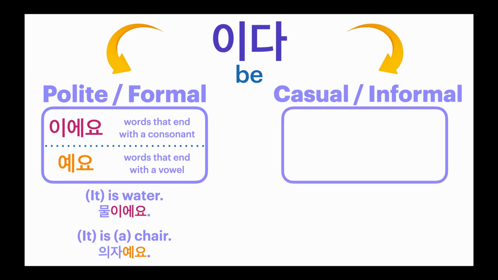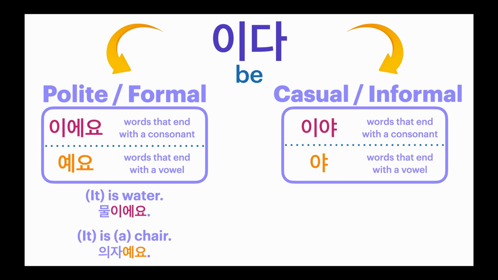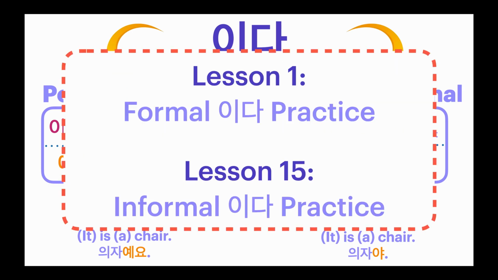However, ida in casual or informal Korean becomes either 이야 or 야. So now, as if talking to your friend, how would you say it is water? 물이야. It is a chair? 의자야. If you want more practice on ida, check out lesson 1 for formal practice and lesson 15 for informal practice. But now, let's move on to the reason you came to this video.